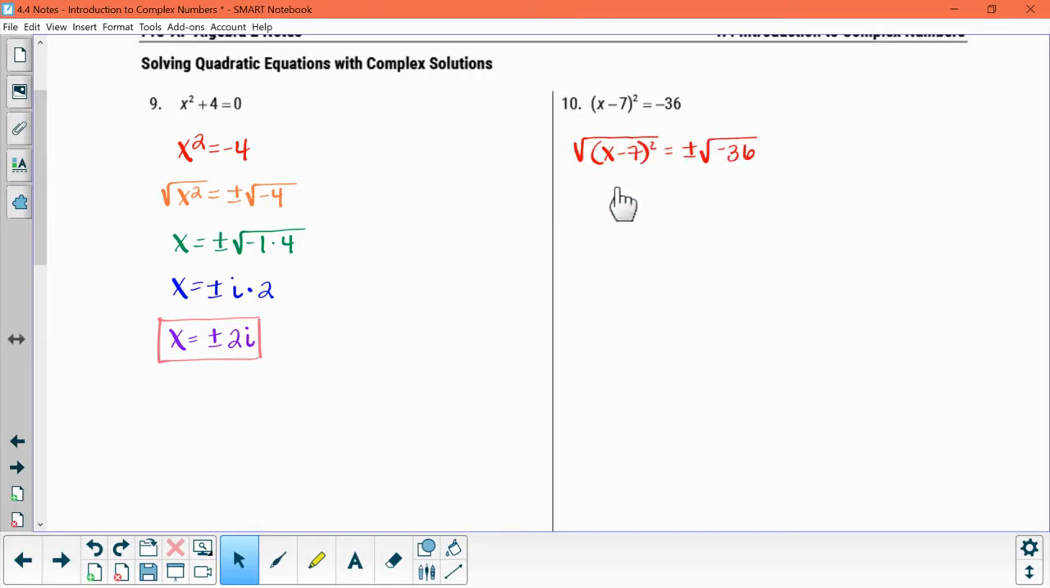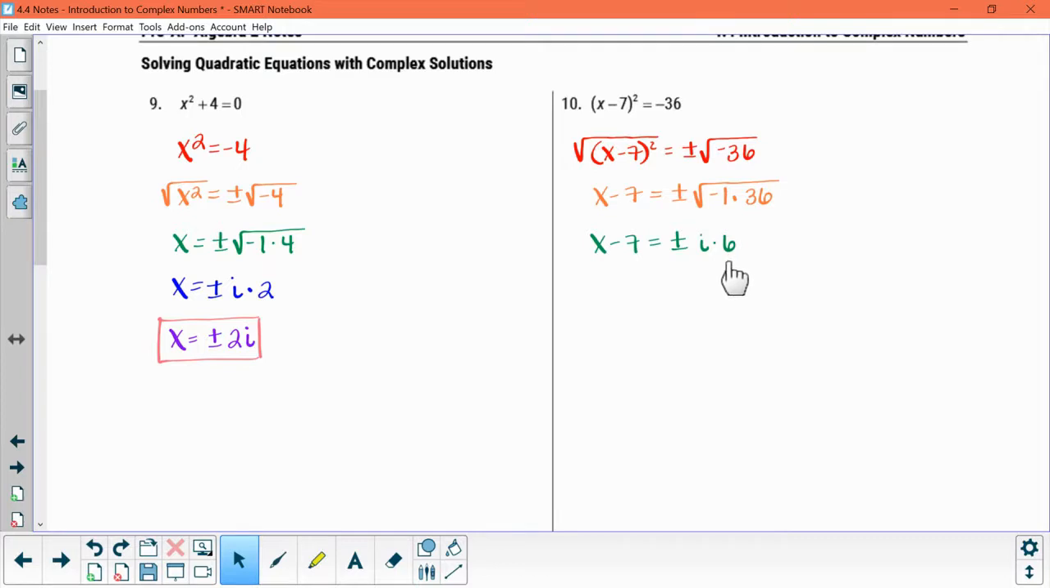I'm going to go in and simplify the left-hand side to be x minus 7. And I'm going to rewrite the inside of the radical as -1 times 36 because 36 is a perfect square. When I do my simplifying of the radicals, I get i and I get 6. Because remember, square root of -1 is i and square root of 36 is 6.